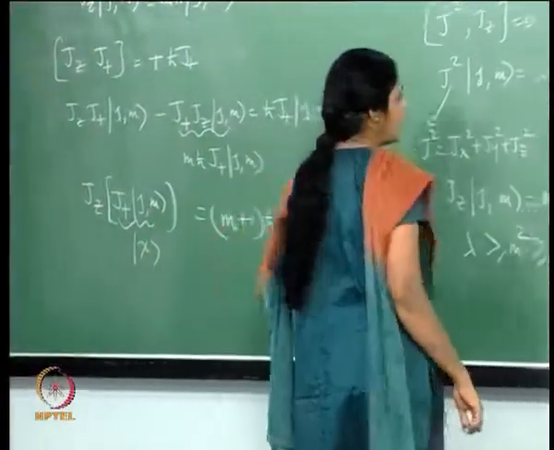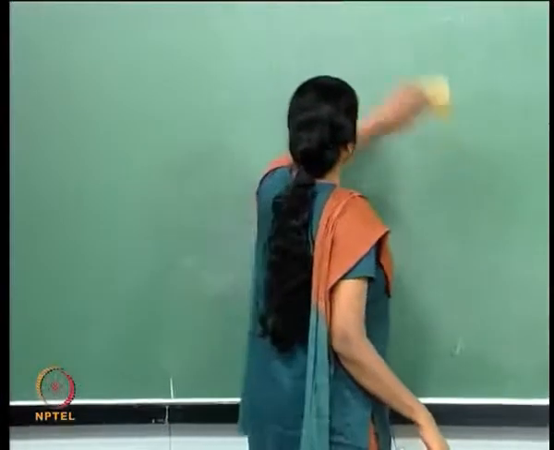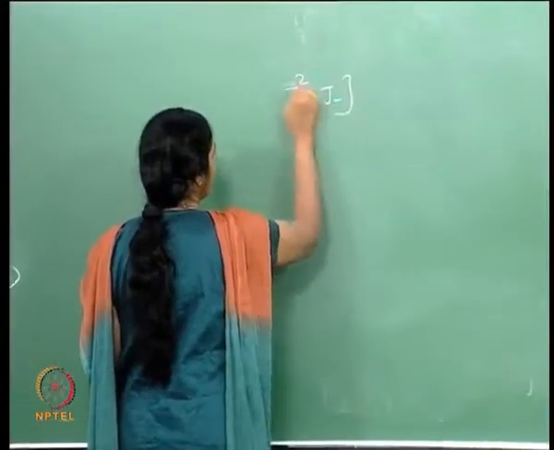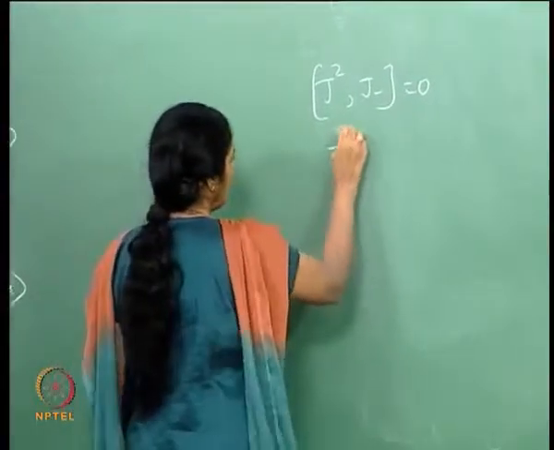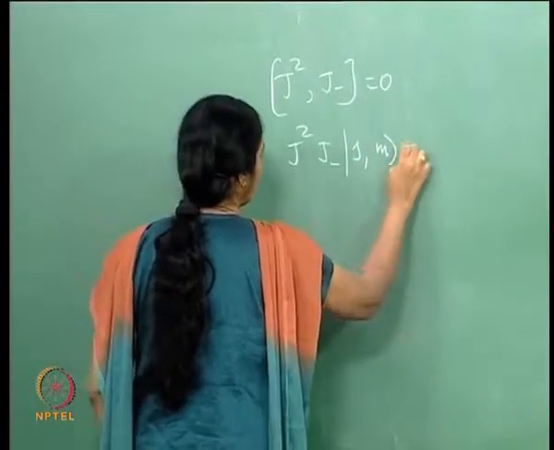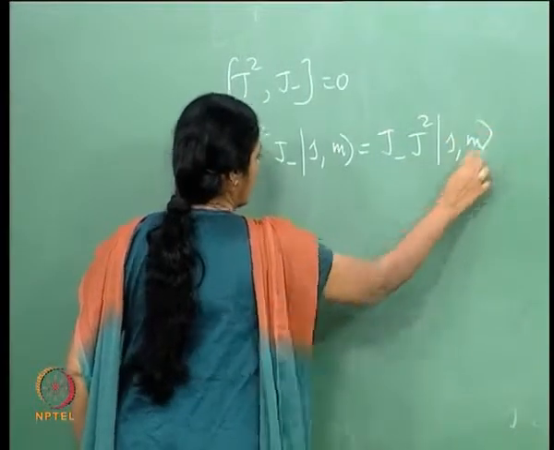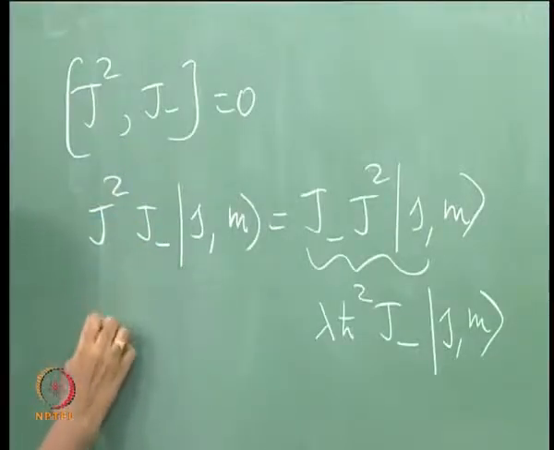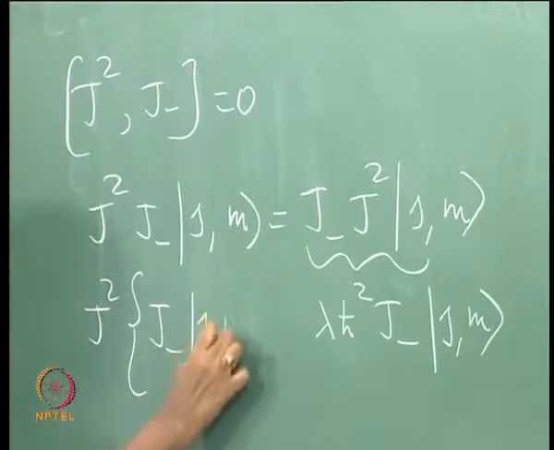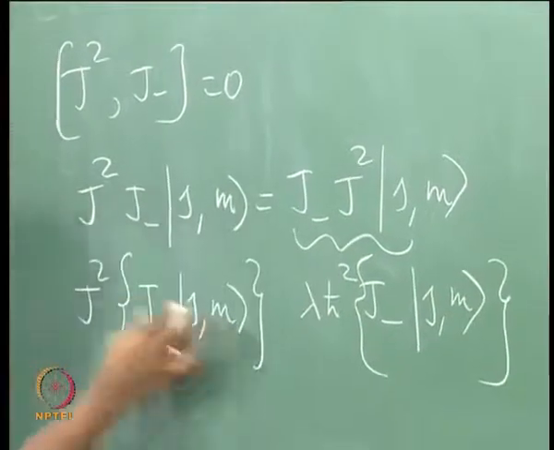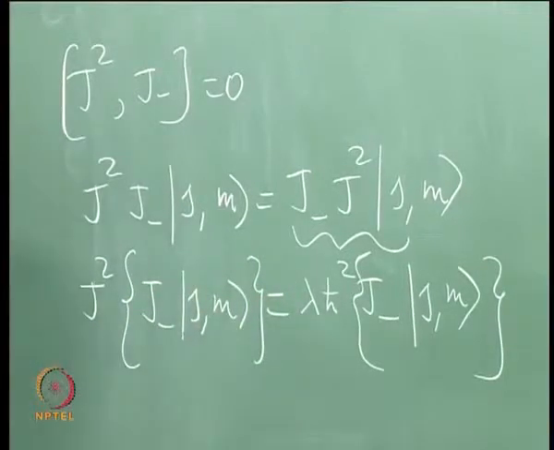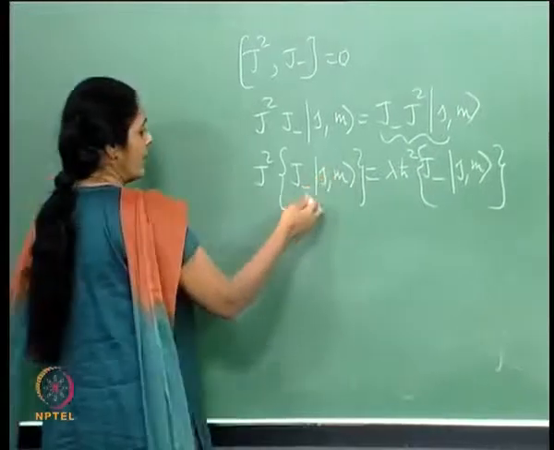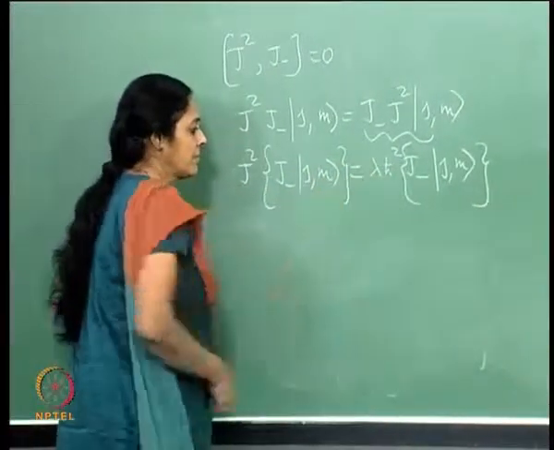Now, let us look at what j minus does to the state j comma m. I repeat this argument. I start off with the fact that j squared j minus is equal to 0, and therefore j squared j minus j comma m is equal to j minus j squared j comma m. But this is simply lambda h cross squared j minus j comma m. Hence, I see that the state j minus j comma m ket is an eigenstate of j squared with eigenvalue lambda h cross squared. In other words, I have shown that j minus acts on the state j comma m without changing the eigenvalue. That seems to be the same.